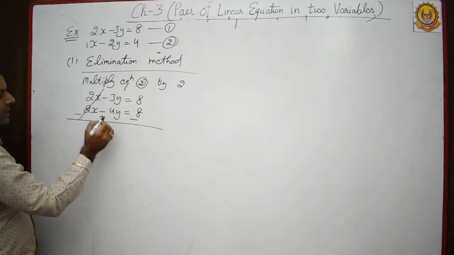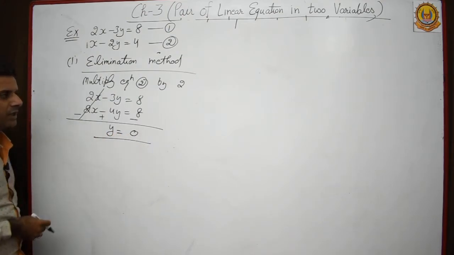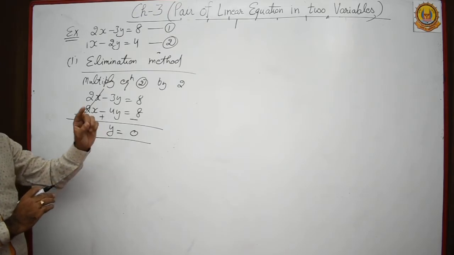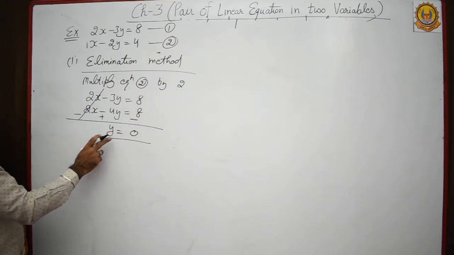Here 4 minus 3y, and that is 0. So look here, y equal to 0. And in the graphical method, the same solution was there, x equal to 4 and y equal to 0. So you can verify it. Okay? So this is y equal to 0.